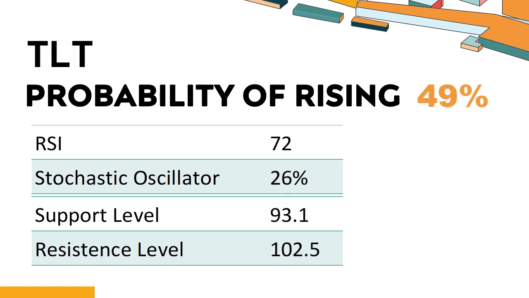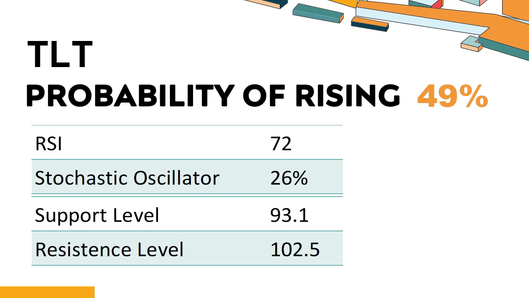Is TLT trading within its normal technical range? Technical signals and analysis. TLT's 14-day relative strength index, RSI, value was 72. When the RSI is between 50 and 70, it generally indicates that the stock is moderately bullish.